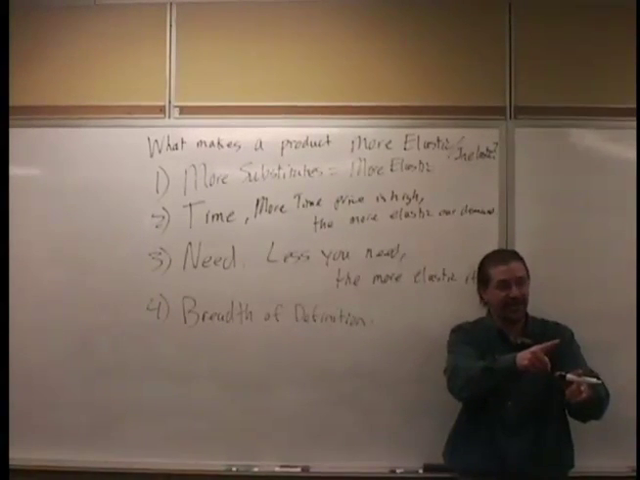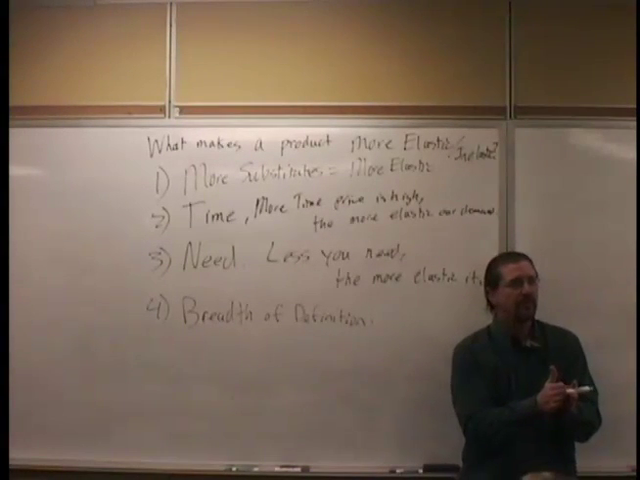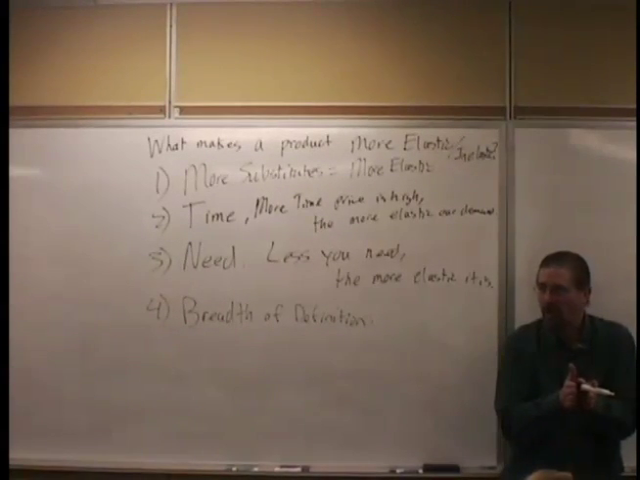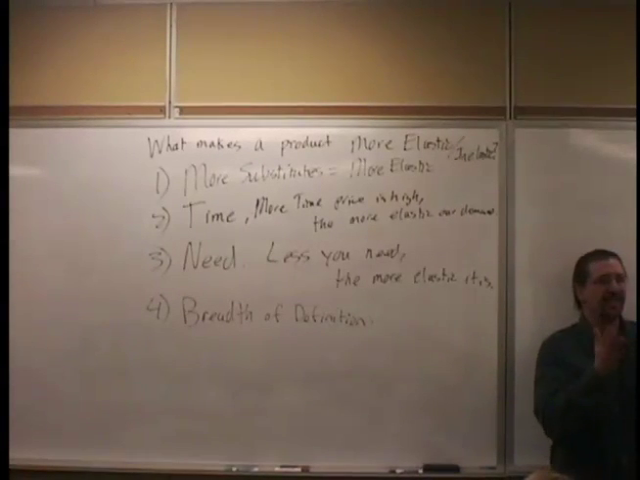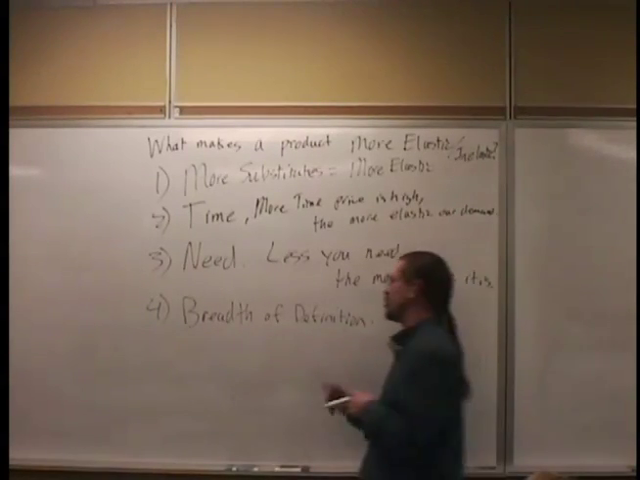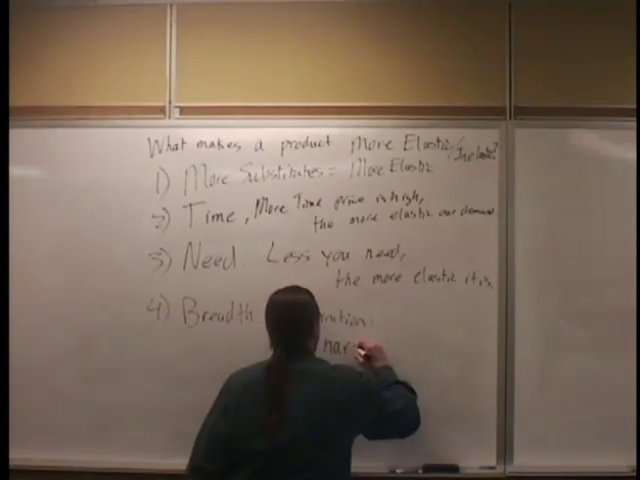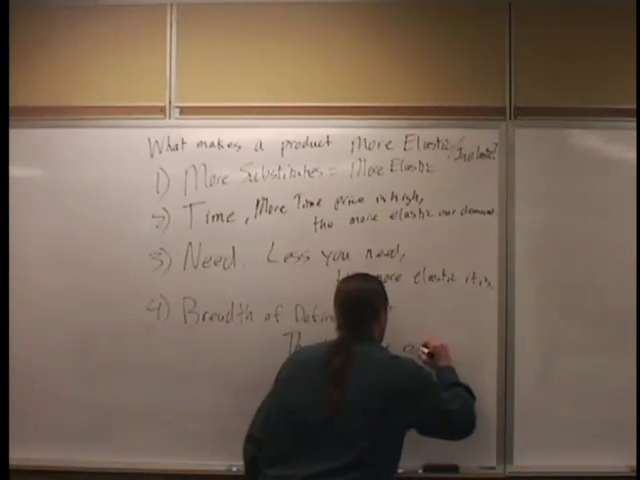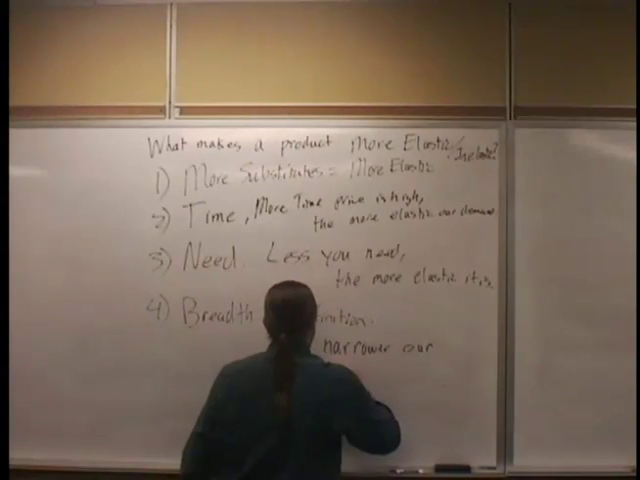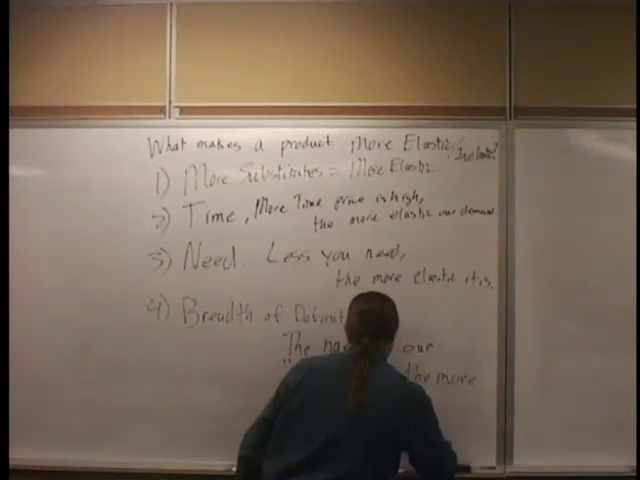Okay, so maybe we haven't gone narrowly enough yet for you. Let's go into seafood, right? What happens if we define it as just seafood, or we define it as just shark? Exactly, we get narrower and narrower and narrower. The more narrowly we define it, the more generic we become, the more elastic we are. So the narrower our definition of our product is, the more elastic we are.